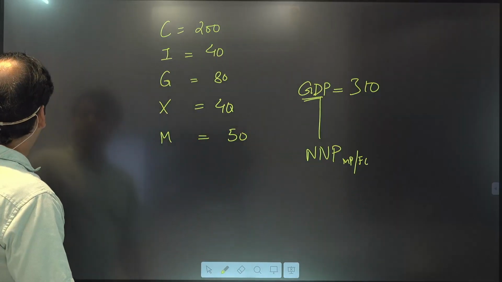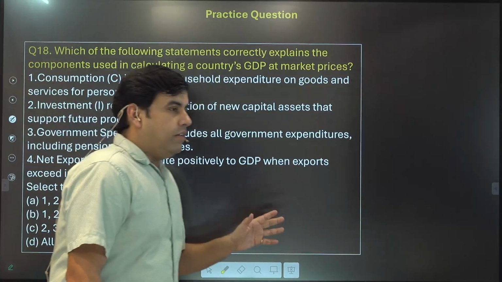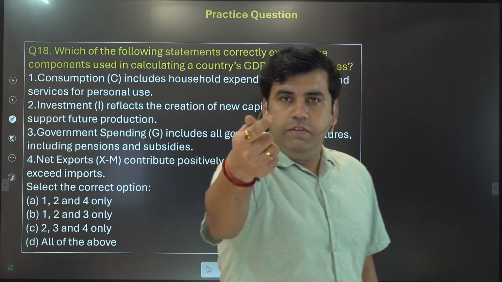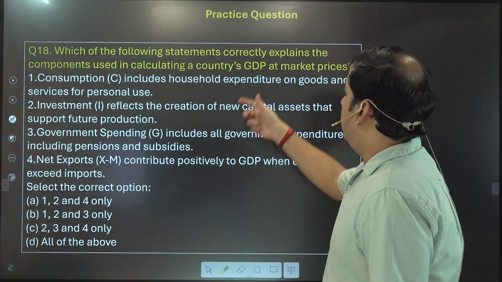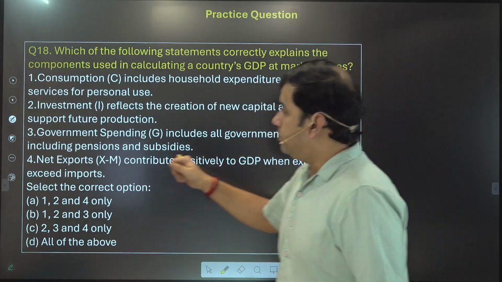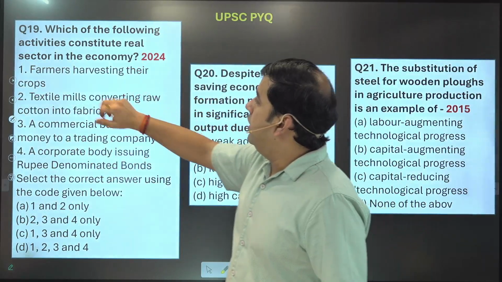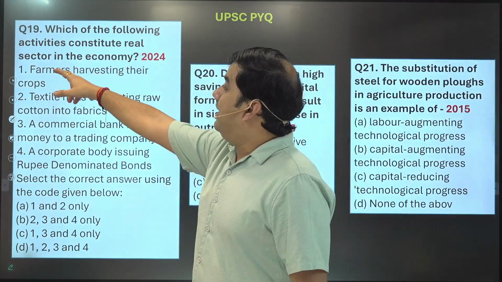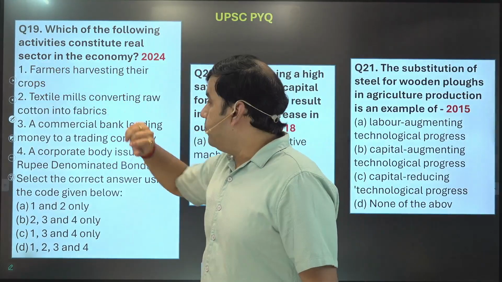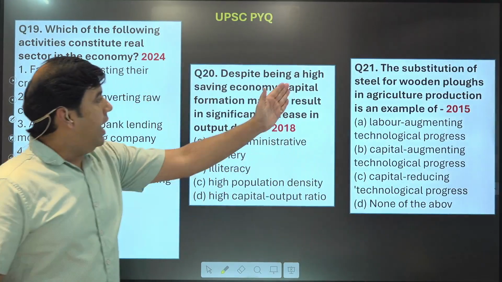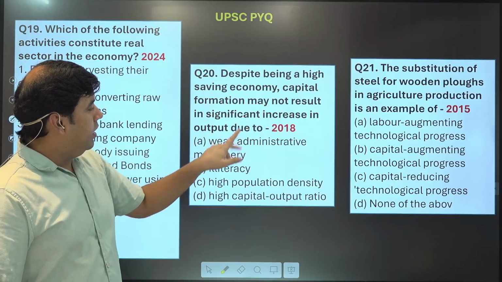But before that, these are some of the practice questions which I have already included in the PDF I have given you. This question is about GDP calculations. Then you have previous year question papers. Which of the following activities constitute the real sector in the economy? Then, despite being a high saving economy, capital formation has not resulted.